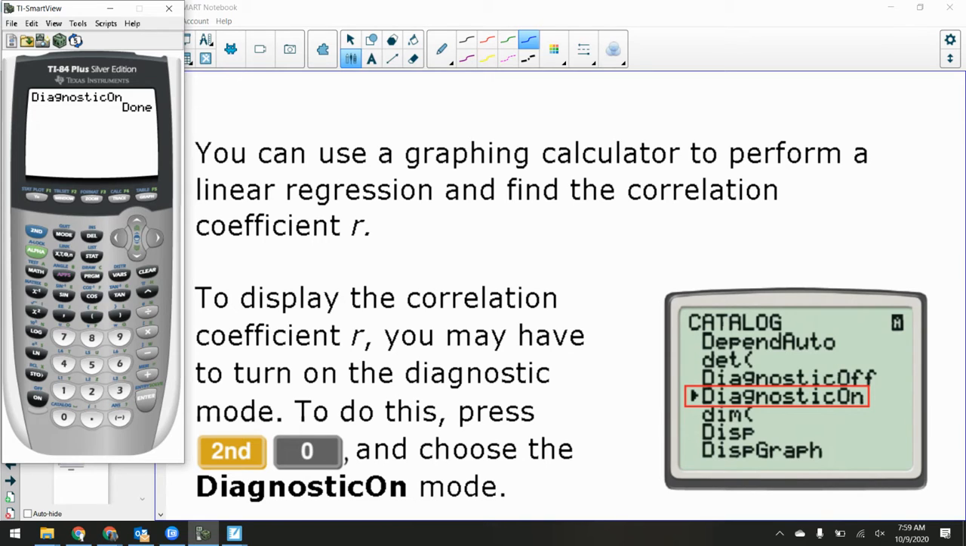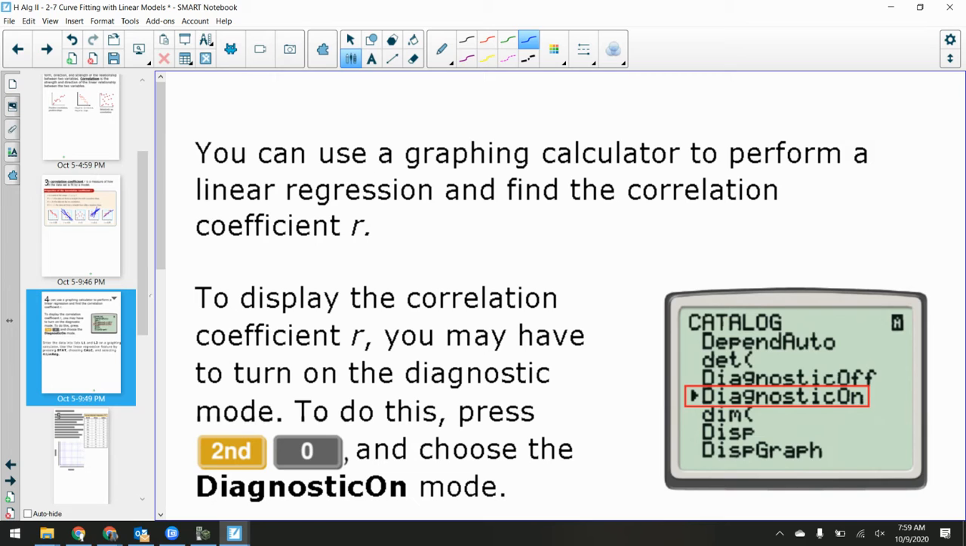Now, why did we do that? Because your calculator is not preset to run your diagnostics. The diagnostics are the R value, the strength. I don't know why it's not preset. I wish it was. But if you ever reset your calculator, or if it ever goes dead, generally it clears your memory, so you might have to do that again.